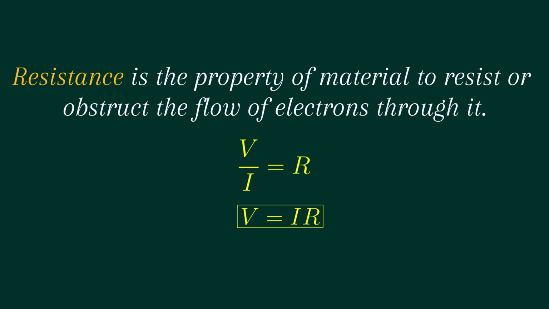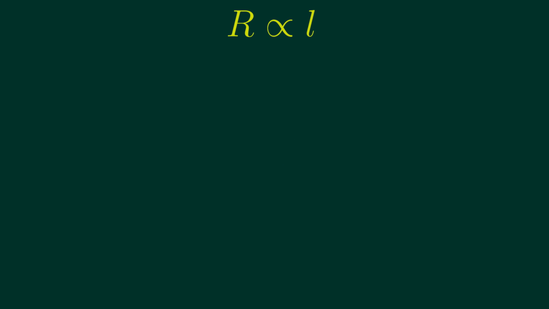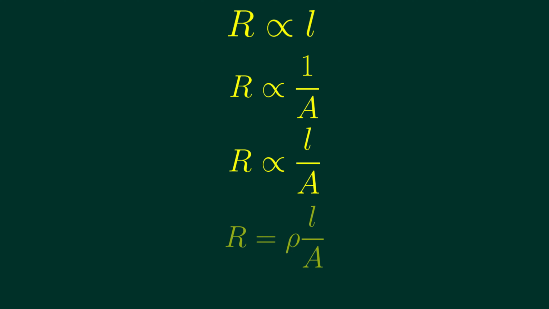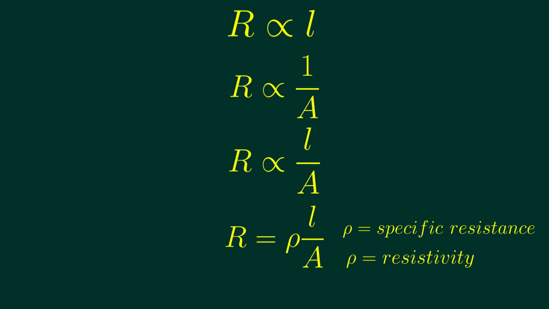The resistance of material also depends upon its length and area of cross-section. It is directly proportional to length of the wire and inversely proportional to the area of cross section. Mathematically, R is proportional to L over A. On removing the proportionality sign, we get R equals rho L over A. The constant of proportionality rho is called as specific resistance or resistivity.